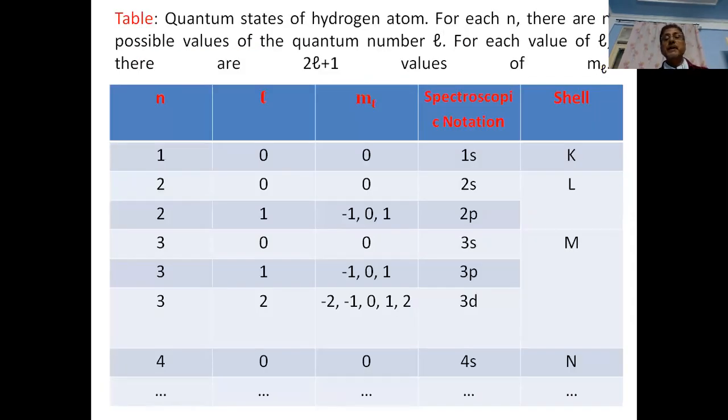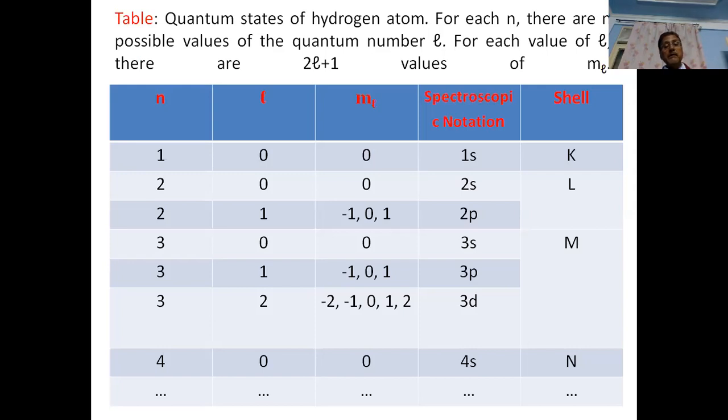Now, quantum states of hydrogen atom. For each n, there are n possible values of quantum number l. You can see that n is equal to 1 indicates l is equal to 0. That means ml is equal to 0, and the spectroscopic notation is given as 1s and the shell is K. n is equal to 2 will give two values of l, 0 and 1. For 0 value of l, we have ml is equal to 0. For l is equal to 1, we have ml is equal to -1, 0, 1. n is equal to 2 corresponds to the L shell, and we have orbitals 2s and 2p.